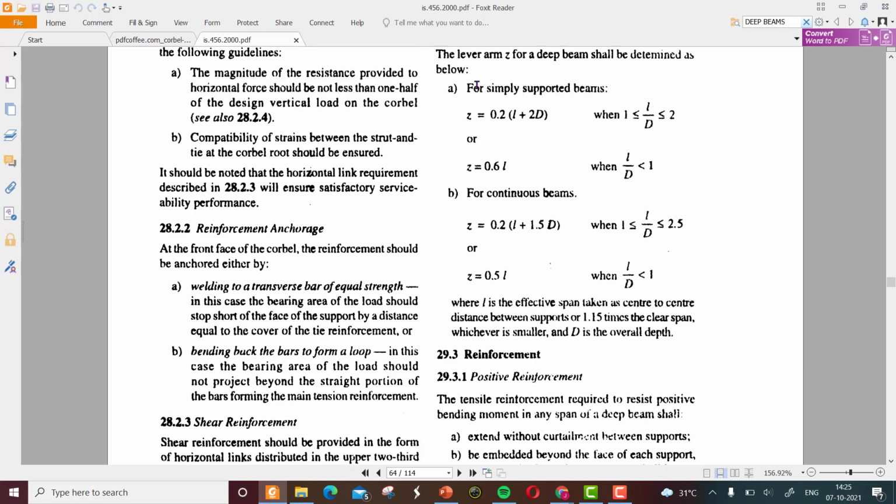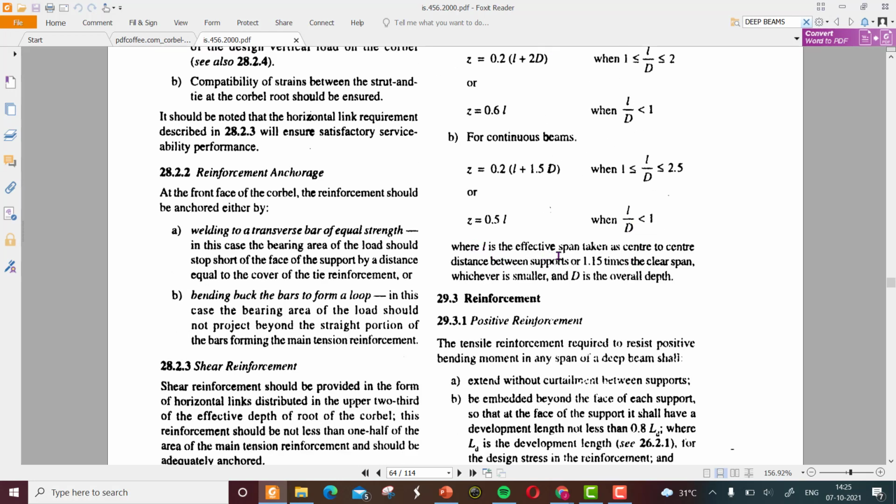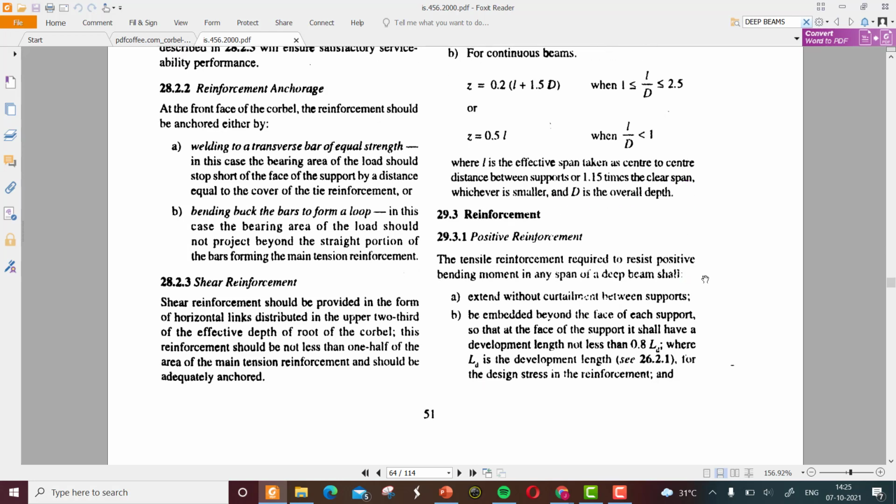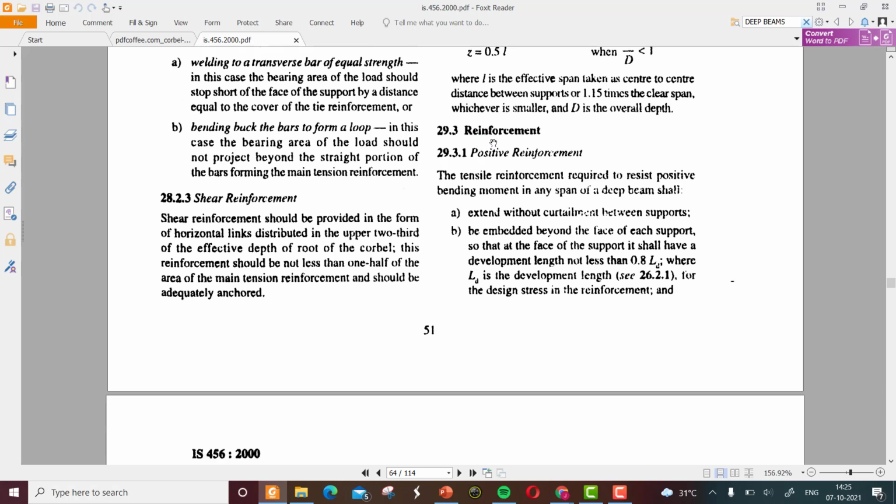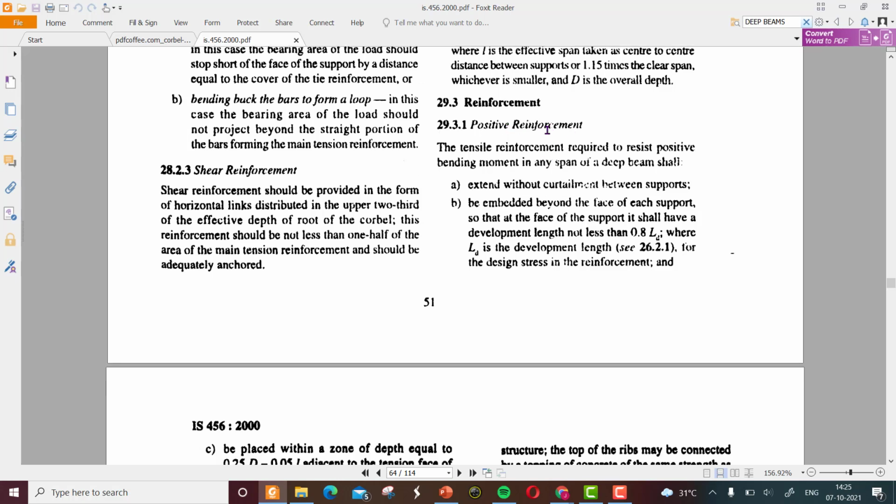In these equations, L is the effective span, taken as the center to center distance between the supports or 1.15 times the clear span, whichever is smaller, and D is the overall depth. And we have just seen that there are some provisions for placing the reinforcement, where to place the reinforcement in the beam depth, as well as what should be the minimum quantity of reinforcement.